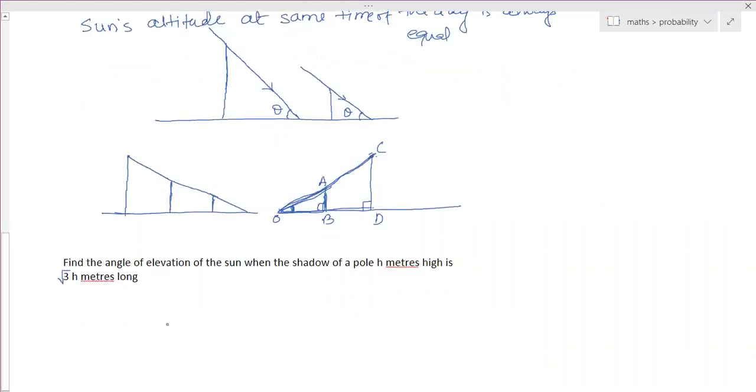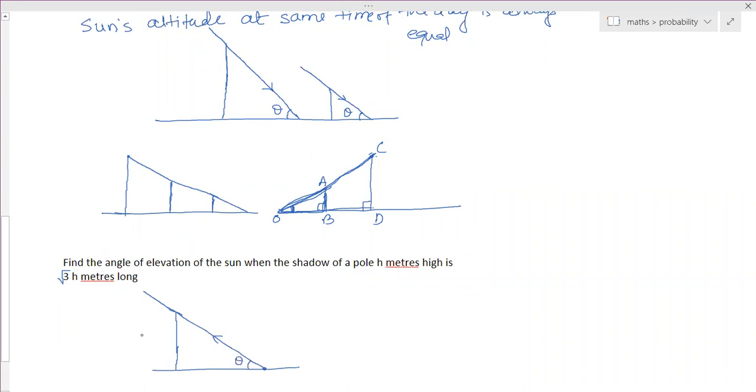So, this is a pole. Sun rays are reaching the surface. If a person is standing here, when he is looking towards the sun, he will look through this line. So this is the angle of elevation for the observer when he is looking at the sun. So this is angle theta. Now this angle you have to calculate.